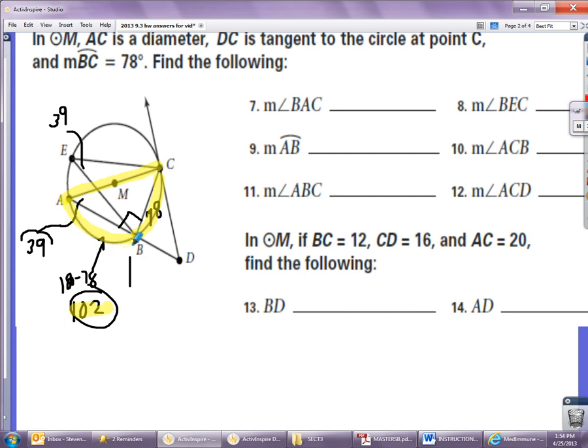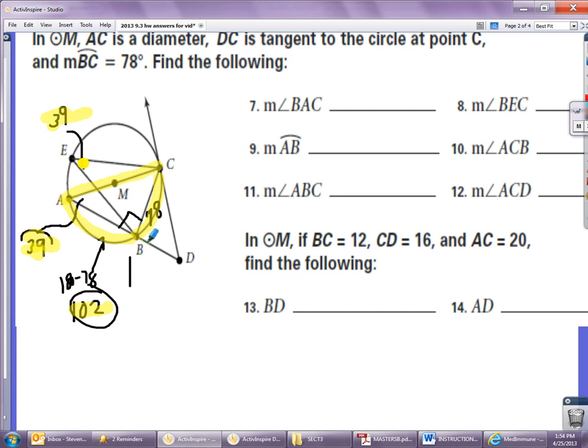Once you get that, that's going to help you a little bit more. This angle right here is inscribed and it intercepts the 78, so it's half. That's how I knew that one was 39. Then this one's 39 because it also intercepts that same arc of 78. So they both go to the same arc, so they're both 39.